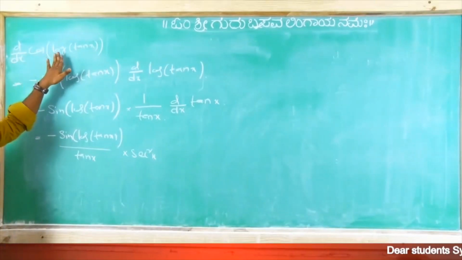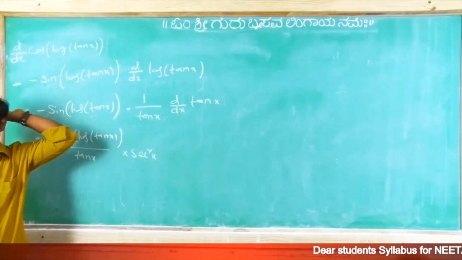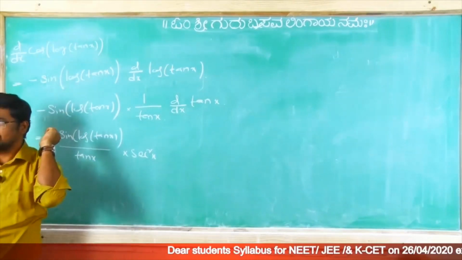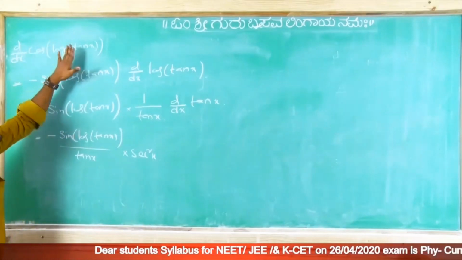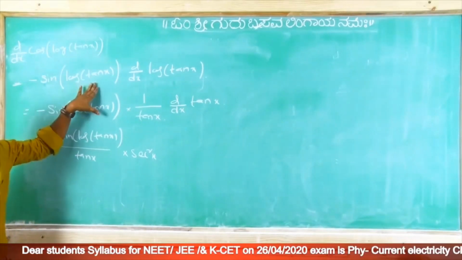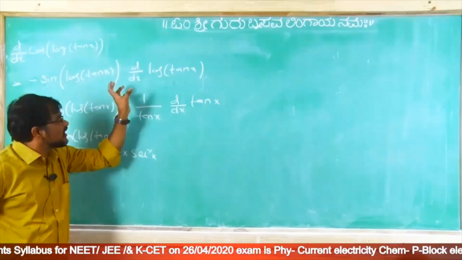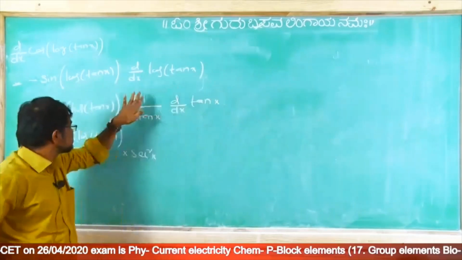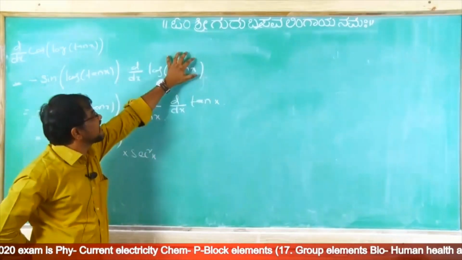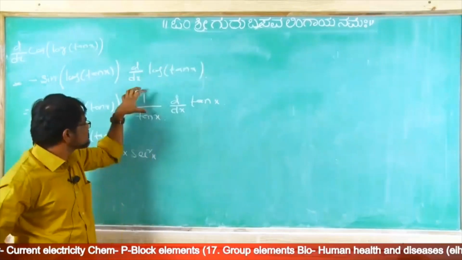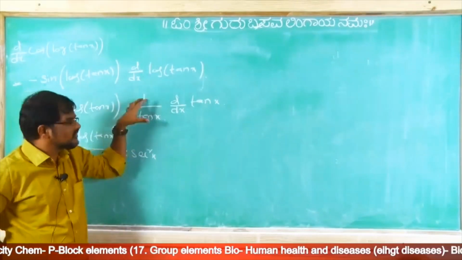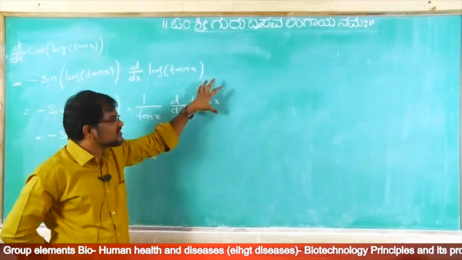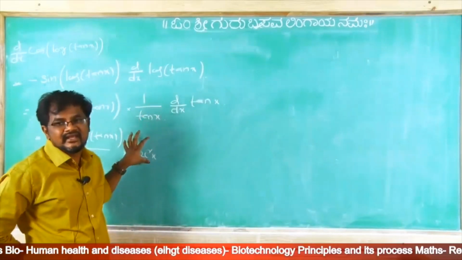Now what we did? d by dx of cos of log of tan x. Three functions are there. So this total function I am taking as a single variable. Differentiation of cos x is minus sin x. What you taken as x, again we have to do the differentiation for that one. So d by dx of log of tan x. Differentiation of log x is 1 by x, x is tan x, so 1 by tan x. Again we have to do the differentiation for tan x. Differentiation of tan x is secant square x.